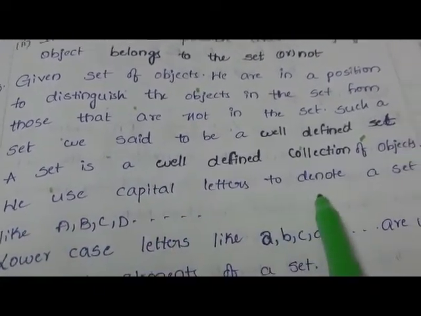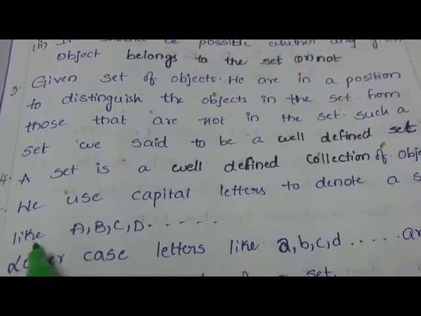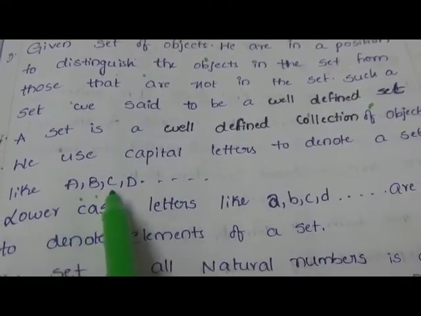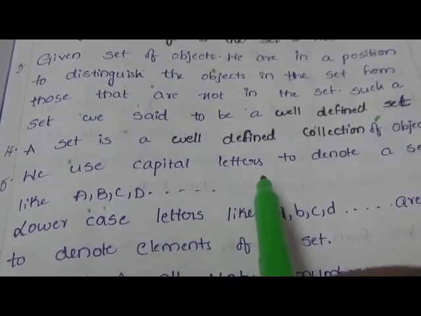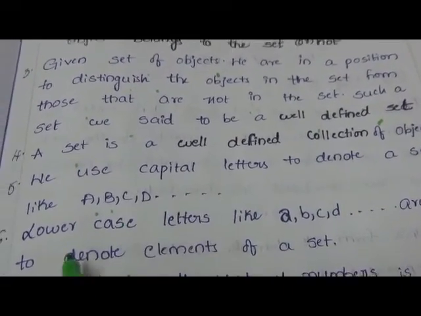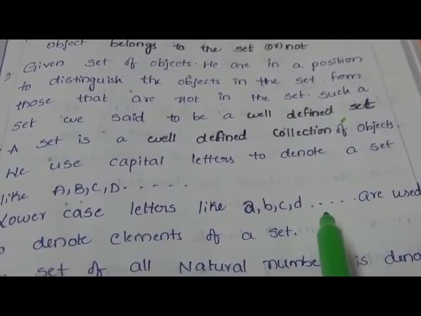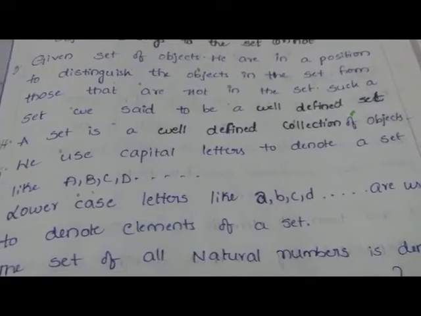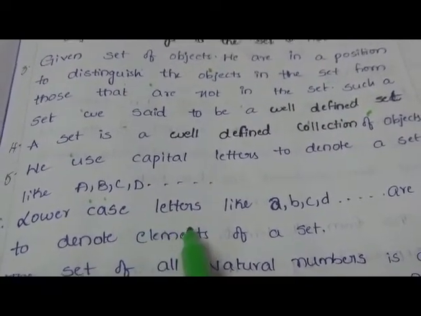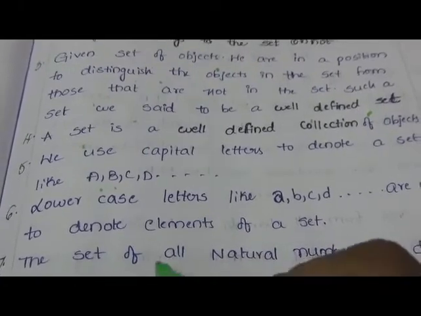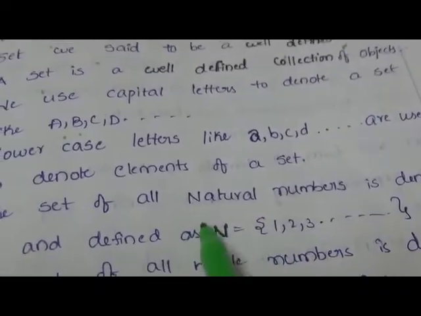We use capital letters to identify a set. A set is identified with capital letters, that is capital A, capital B, capital C, capital D, just like that, up to Z. You can use any capital letter for the identification of the set. Lowercase letters like small a, small b, small c, small d, and any objects whatever you want, we use to denote the elements. A set is identified with capital letters, and the objects in the set are identified as elements of the set.